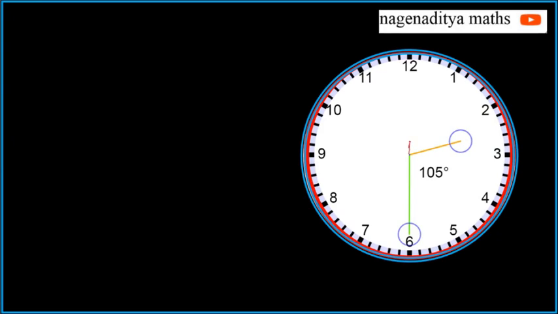If you observe the diagram, I just marked the angle made by the hour hand, and I also marked the angle made by the minute hand. If you subtract the angle made by the hour hand from the angle made by the minute hand, the remaining angle is the required angle, that is 105 degrees. So first we have to calculate the angle made by the minute hand.